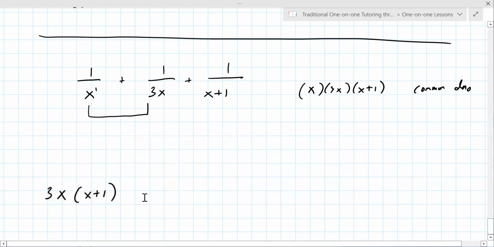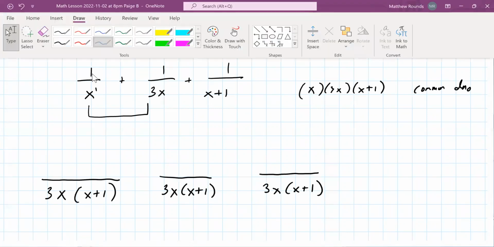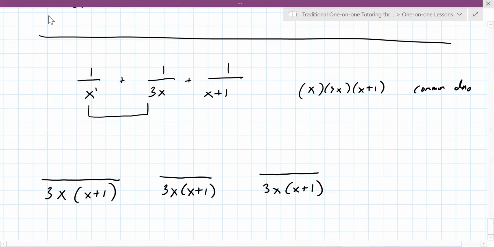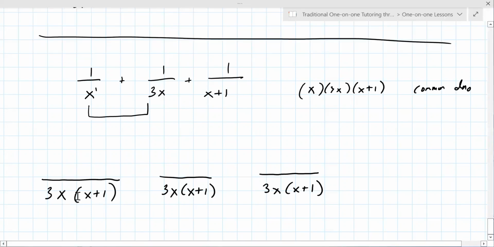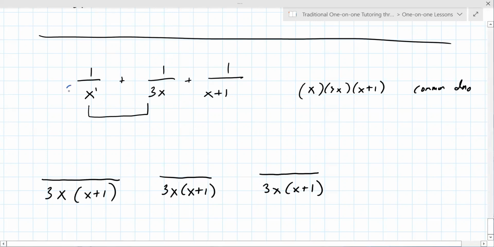Now, what you do next is you look at each of the ones that we've got above here, and you're like, what are they missing? Like, what is the 1 over x missing? What does it not have for this common denominator down here? Do you see how it's missing a 3 and an x plus 1? Yeah. So you have to multiply top and bottom by a 3 and an x plus 1.